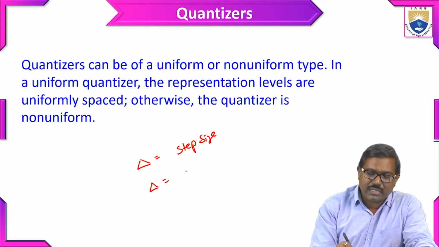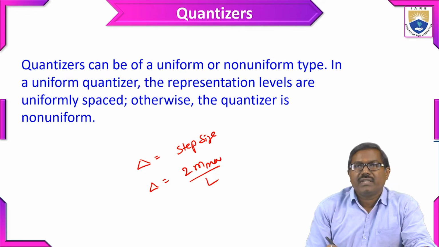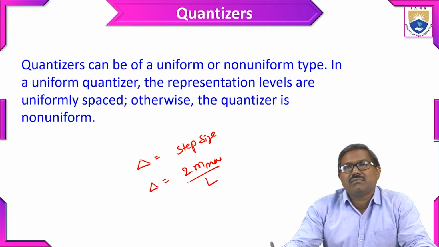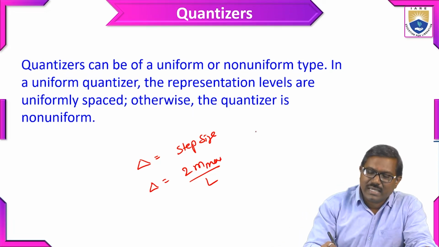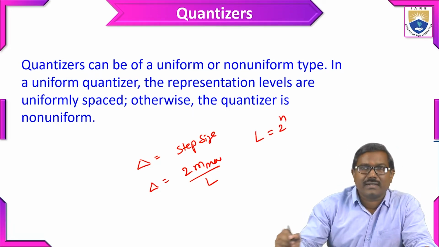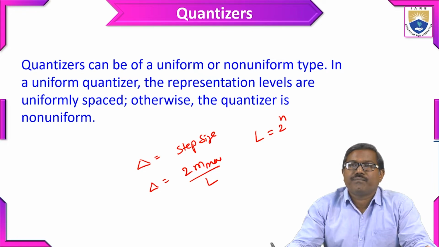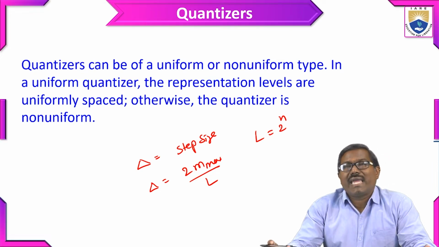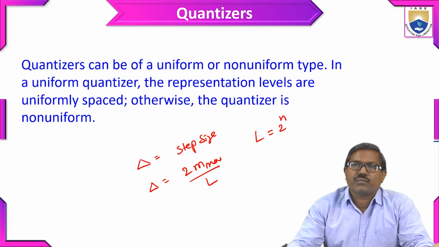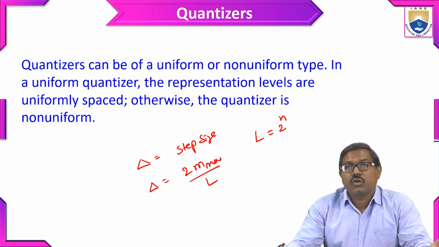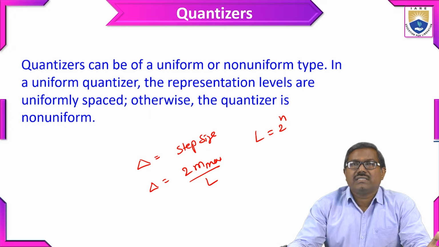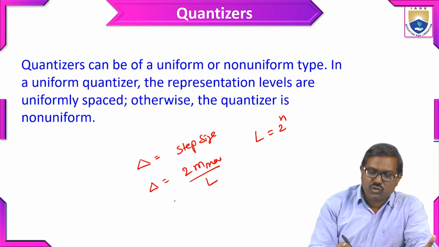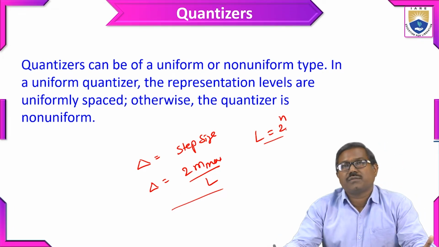So what is this? Delta is equal to 2 m max by L. Here what is L? L is nothing but my reference levels. Again L is related to 2 power n or 2 power r. Here n is the number of bits used to encode. So this is the relation between step size and L, and L and n. When you know these 2 formulas, you can solve a number of problems.